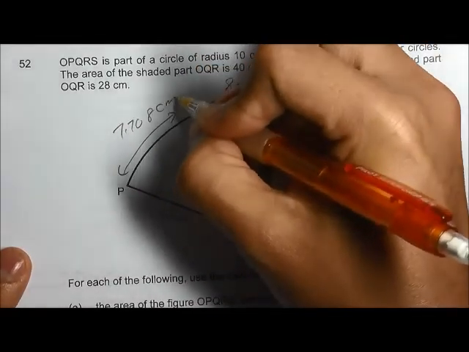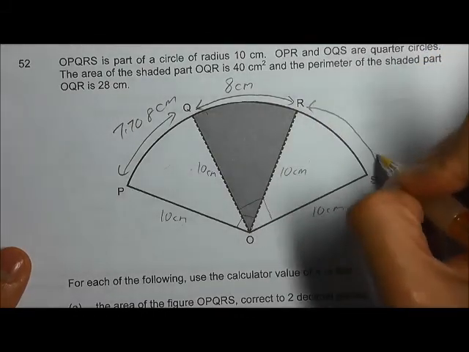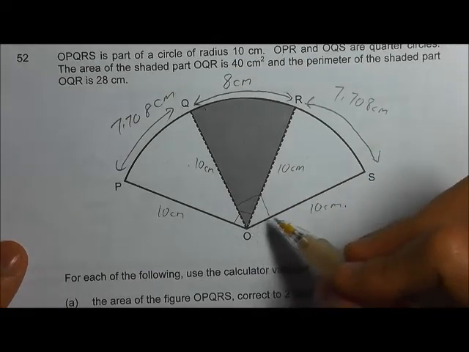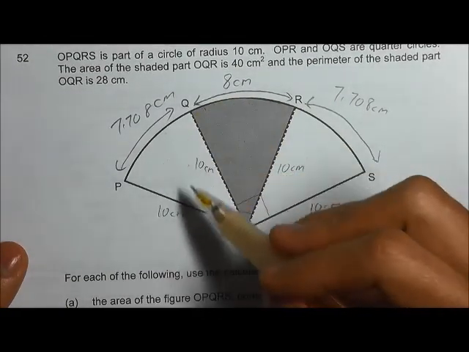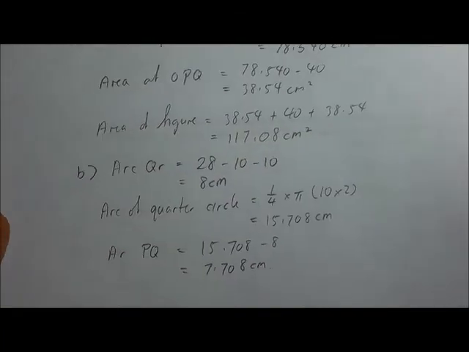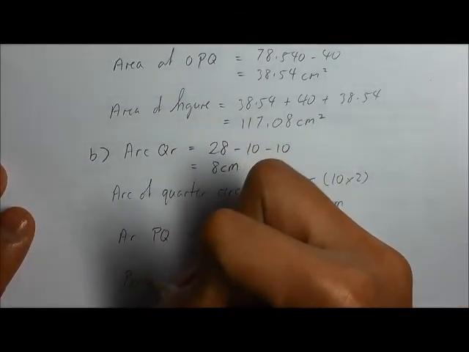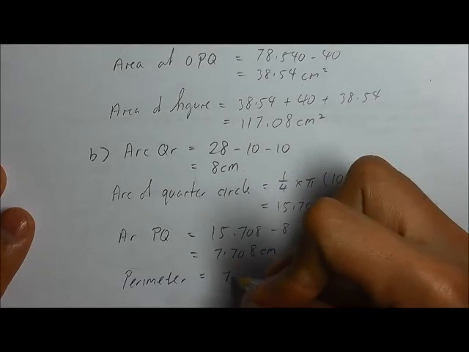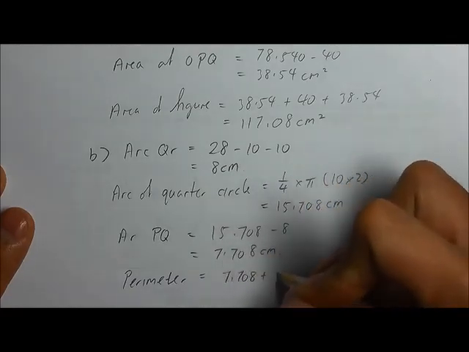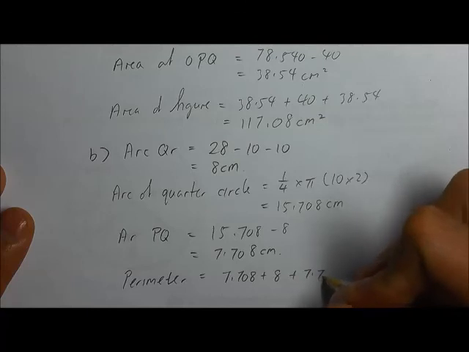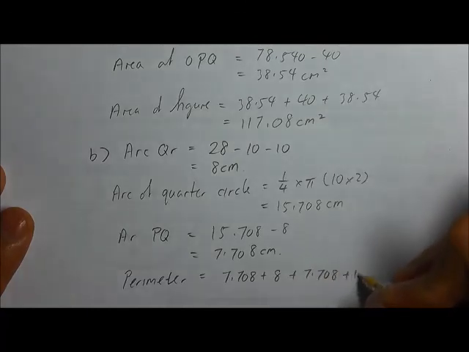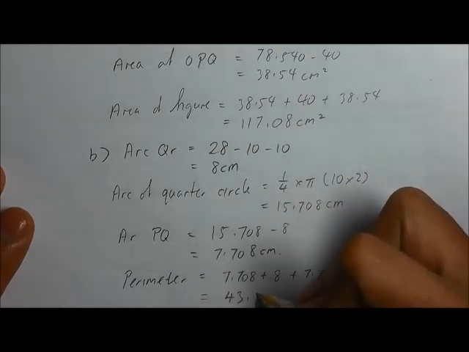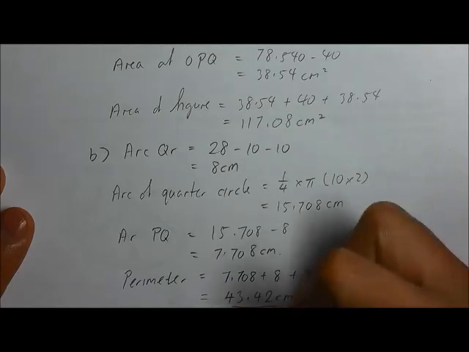So PQ is 7.708 cm, and RS is also 7.708 cm. The perimeter of this figure is just 10 plus this plus this plus this plus this and plus 10. So now we can find the perimeter, which is equal to 7.708 plus 8 plus 7.708 plus 10 plus 10. Okay, so we will get 43.42 cm. Okay, that's the answer.